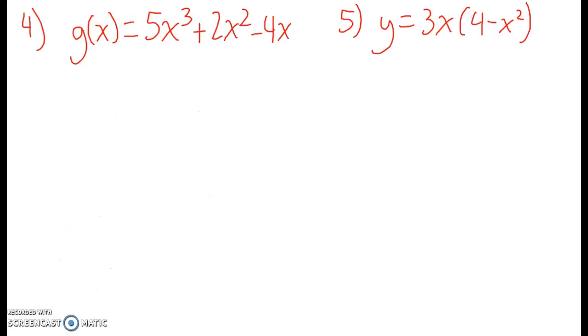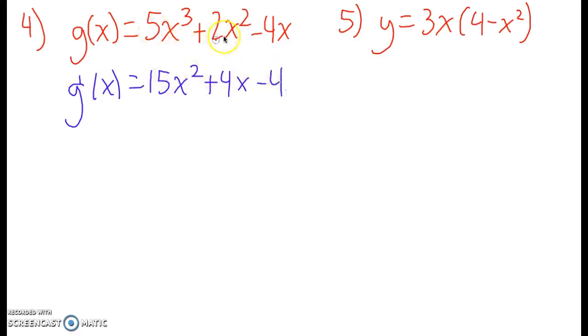So if we look at some other examples here, these are a little more complicated, but really it's just the same thing over and over again. G prime of x is just going to be 3 times 5, or 15x to the 3 minus 1 squared, plus 4x minus 4. Notice each one of those worked just the same as our other examples, but when we have multiple terms, we just apply the power rule each time.